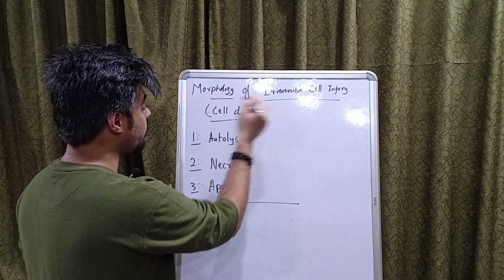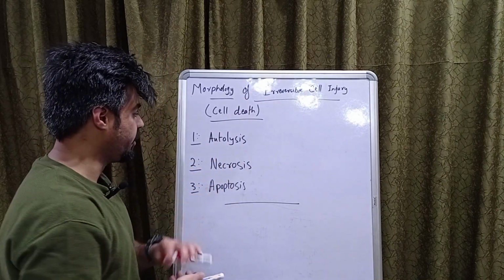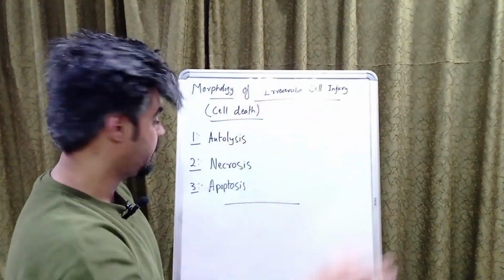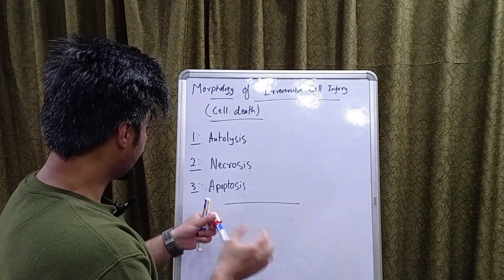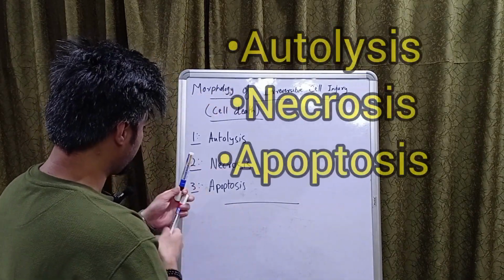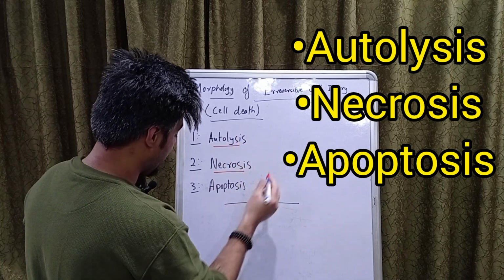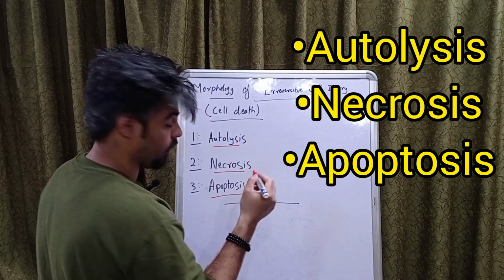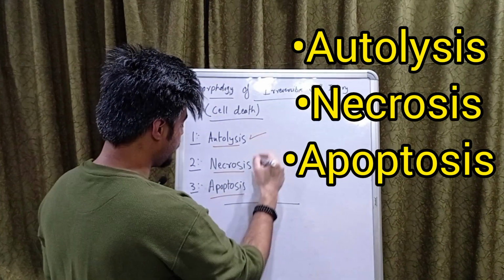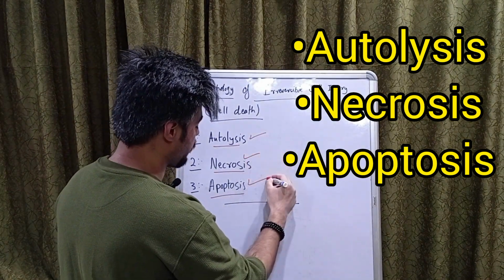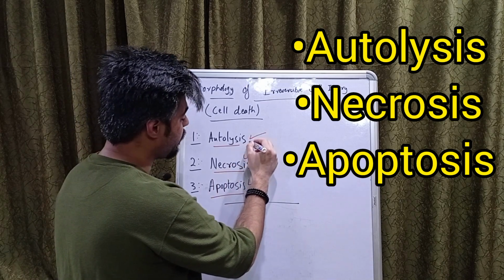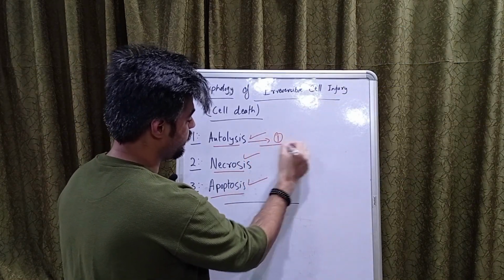Once we talk about the morphology of irreversible cell injury, it occurs by three processes. First one is autolysis. Second, necrosis. And third, apoptosis. So first, we will discuss autolysis.